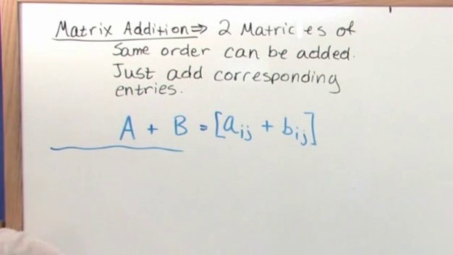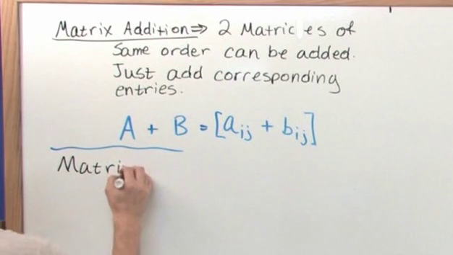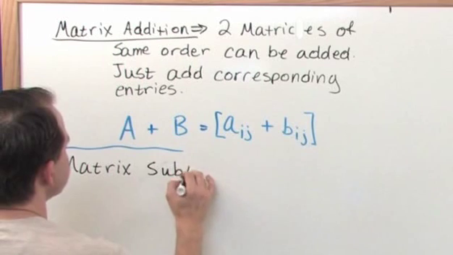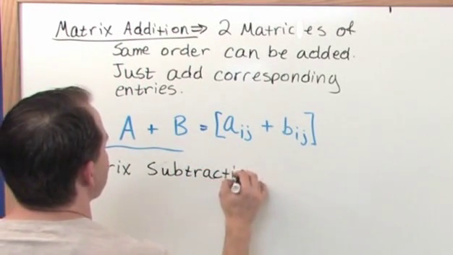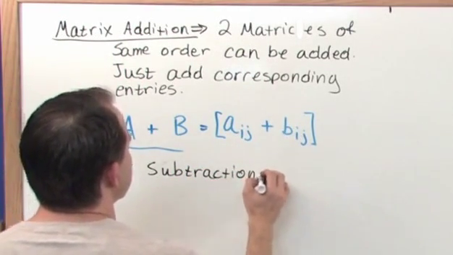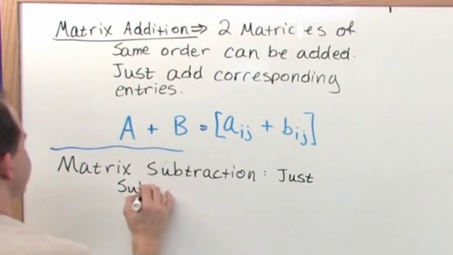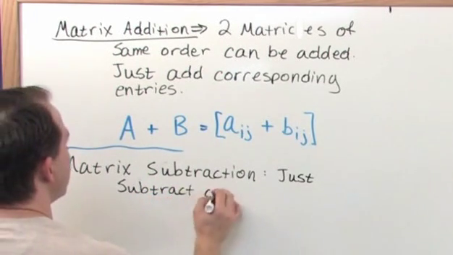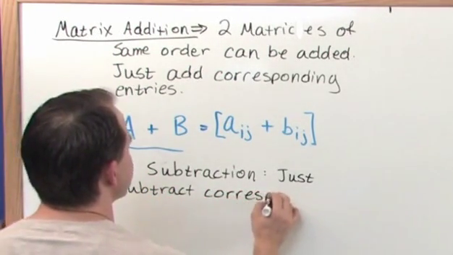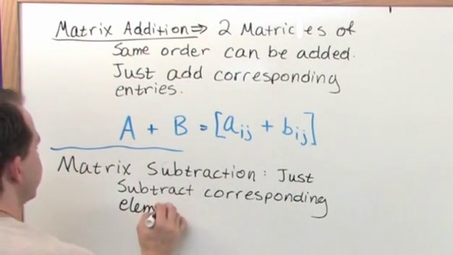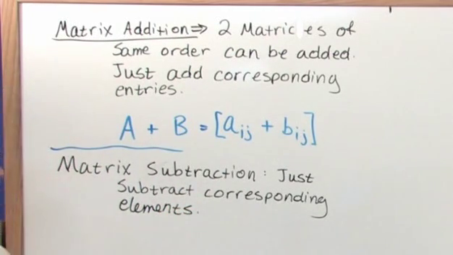Now, for subtraction, I'm not going to write all this stuff over again, because it's really exactly the same. So for matrix subtraction, okay, you just subtract corresponding elements or entries, whatever word you prefer to use. Corresponding elements, corresponding entries. It's the same thing as what's going on up here.